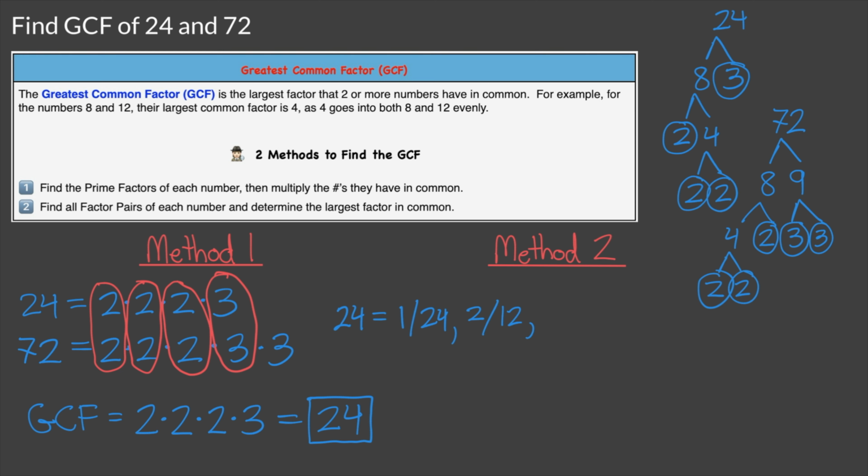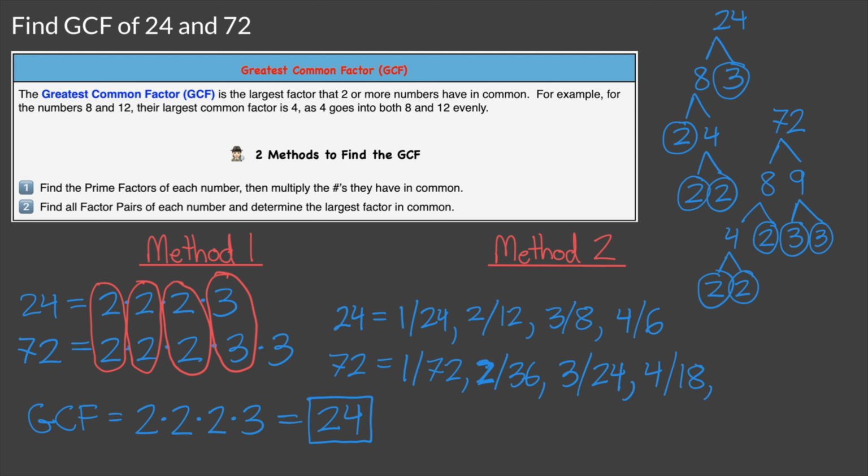So 3 goes into 24 8 times. 4 goes into 24 6 times. And 5 does not. So once we cross that threshold where they're about to overlap, we're done with all the factor pairs. So now let's do the same thing for 72. 1 and 72. 2 goes into 72 36 times. 3 goes into 72 24 times. And then 4 goes into 72 18 times.